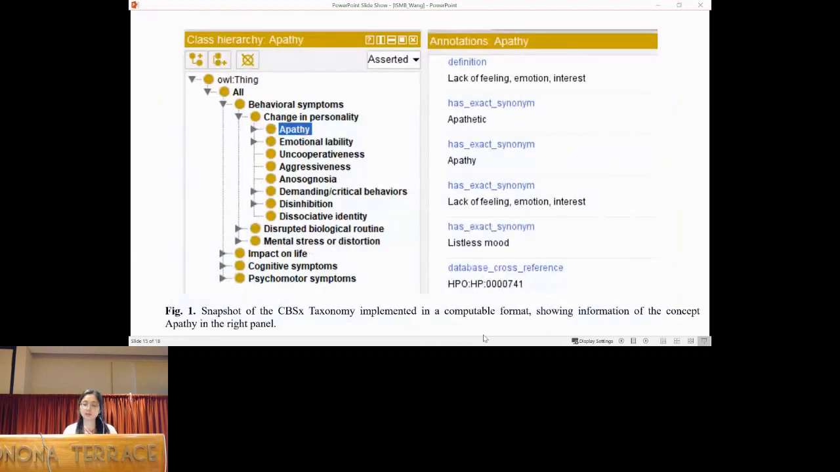This figure shows the computational format of this taxonomy. So for apathy, on the right panel, we can see the definition, synonyms we collected from the main ontologies we reviewed, and the cross-reference to different ontologies, if available.